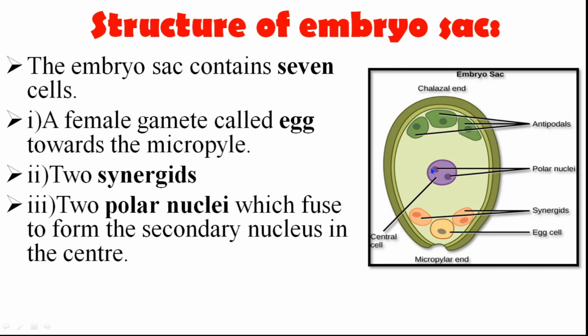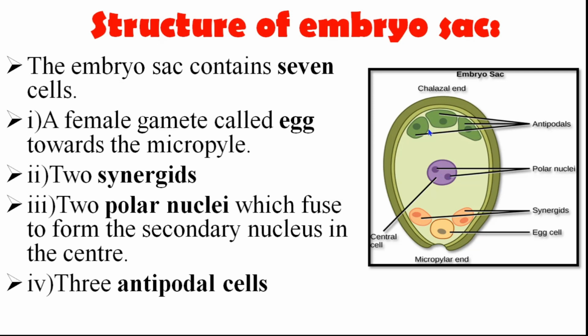The two polar nuclei fuse to form the secondary nucleus, present in the center, so that is part of the central cell. The 3 antipodal cells are present opposite to the micropylar end, that means in the chalazal end, and these antipodal cells are rich in lipid, so they are called the nutritional center.